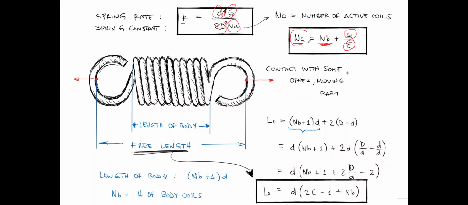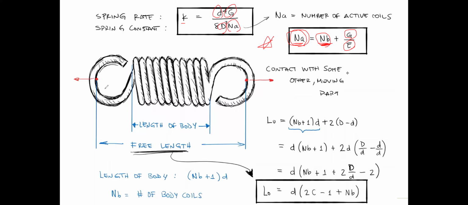Okay, so the active number of coils and the number of body coils, that's this relation. Okay, so let's define the geometry, the dimensions of this extension spring.